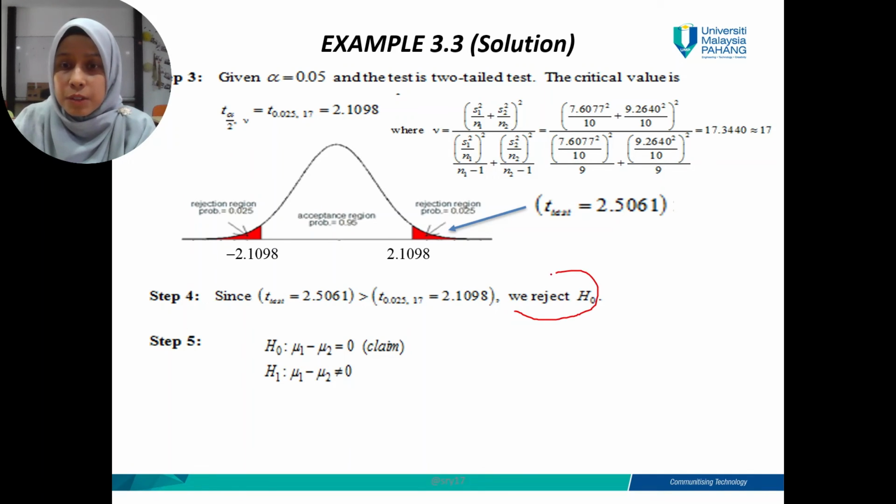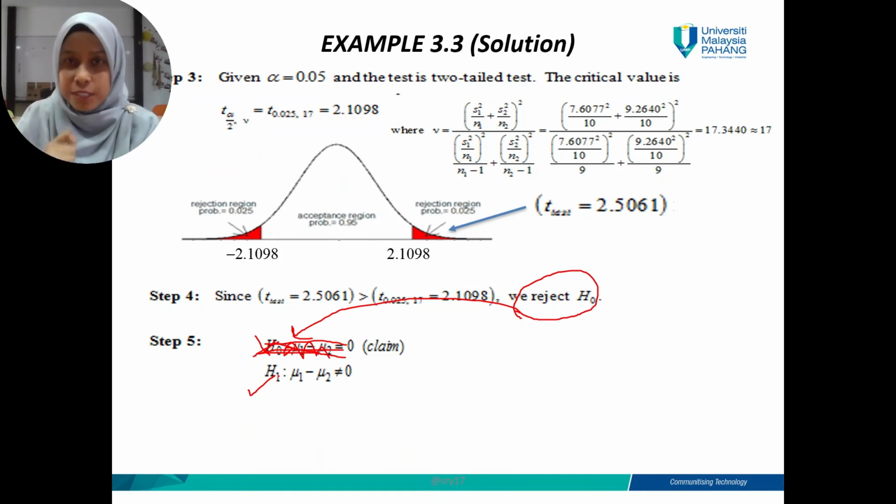Reject H null. So this first statement is not true from this hypothesis testing. The statistical data showed that the test statistics suggest that we should reject H null. So if we reject H null, that means H1 is true. H1 should be supported, H1 should be accepted.